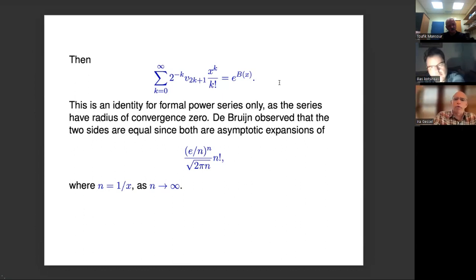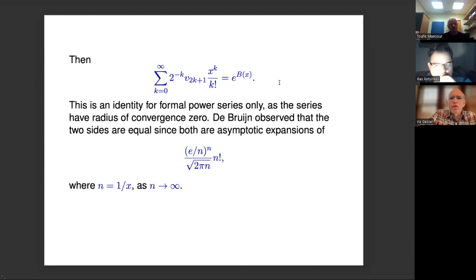So we all know that by Stirling's formula, n factorial is approximately the square root of 2 pi n times n over e to the n. If you divide by that, then you get something that has an asymptotic expansion in negative powers of n. If we replace n by 1 over x, then we get a power series in x.